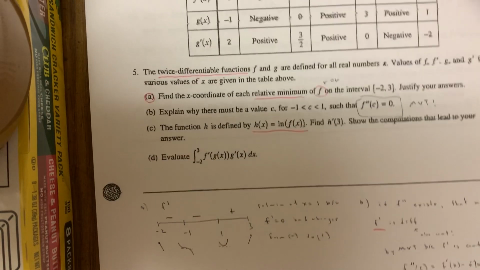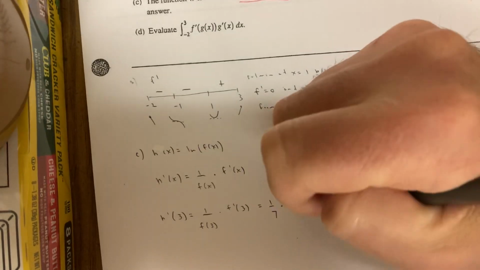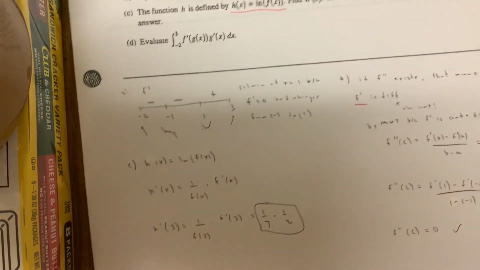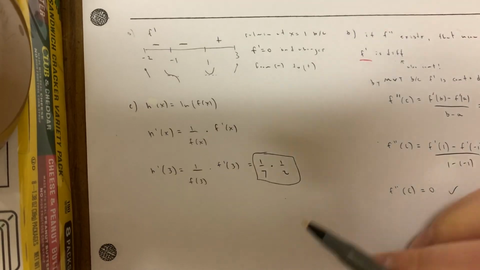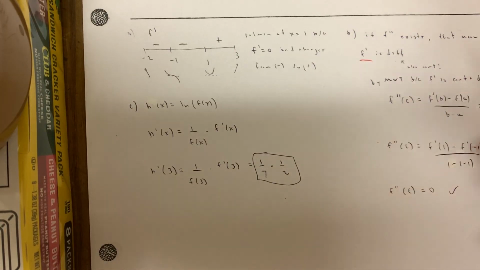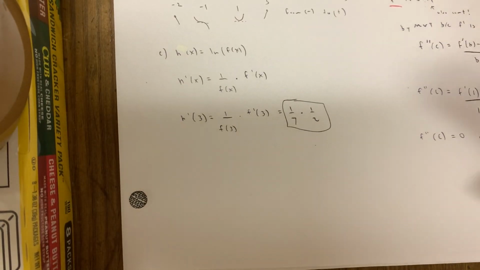1/7 times f prime of 3, which we know is actually f prime of 3 equal to what, 1/2? All right, so you could leave it as 1/7 times 1/2. You could put 1/14 in there if you want to. Your AP exam is going to be all free response, so you're not going to have to simplify anything, which should be useful.